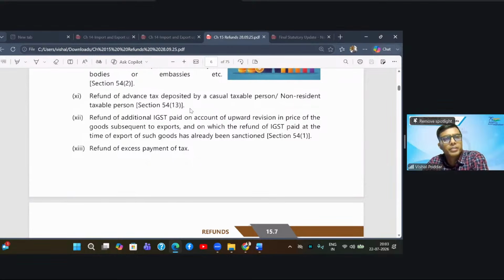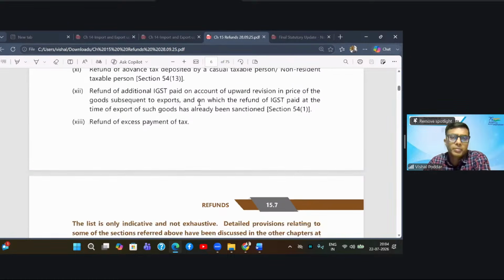Next, we studied this in the registration topic, that a casual taxable person or a non-resident taxable person has to pay tax in advance at the time of registration, long before they actually start their supply. Now, after their supply is over, and when they prepare the returns, if they find that the amount paid in advance was excess, the excess paid can be taken back as a refund. Next, refund of additional IGST paid on account of upward revision in price of goods subsequent to export.